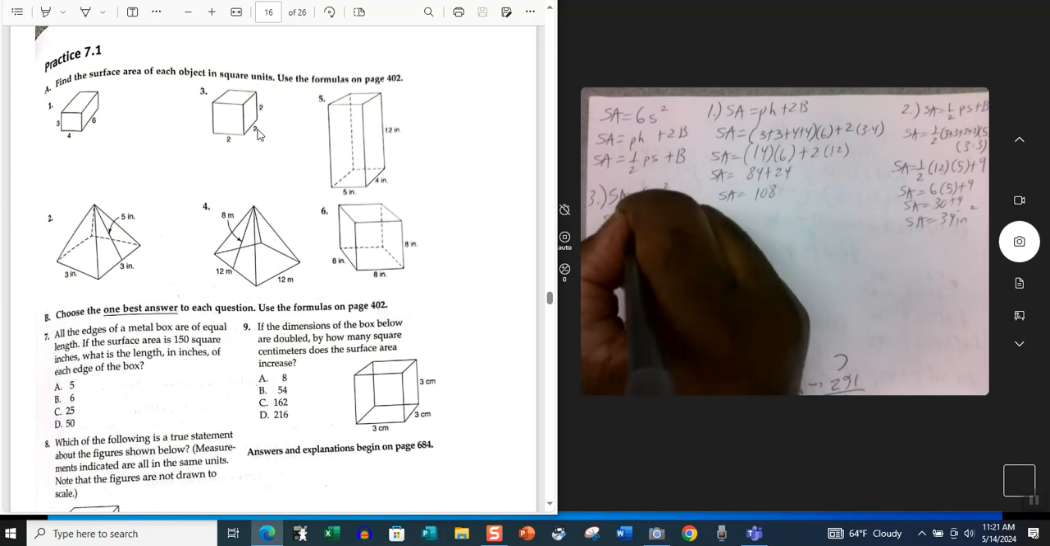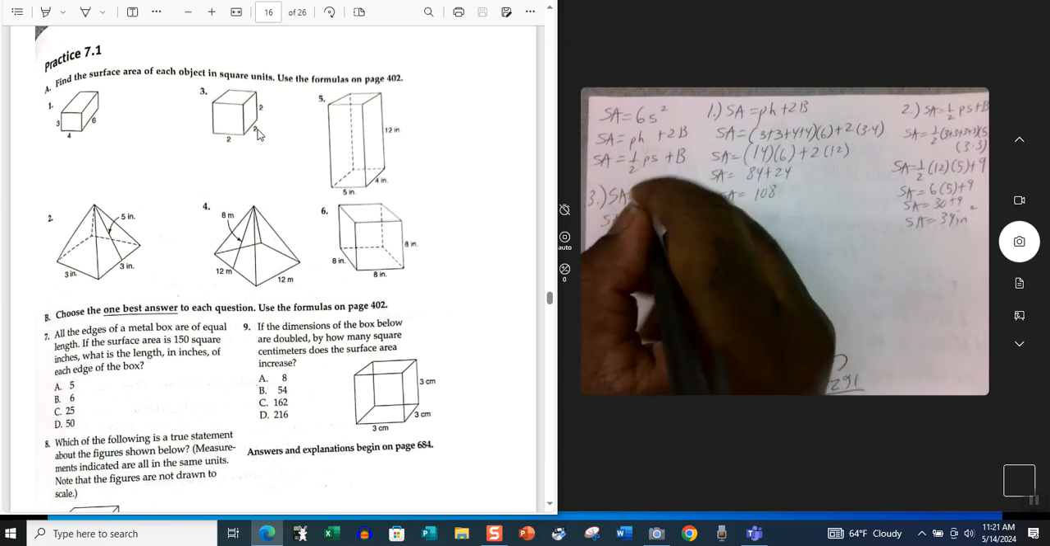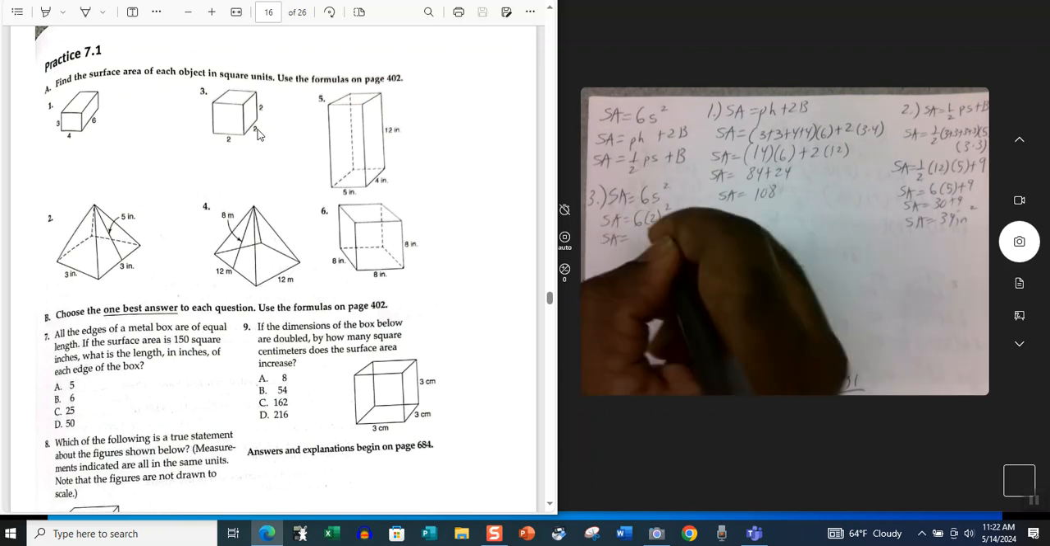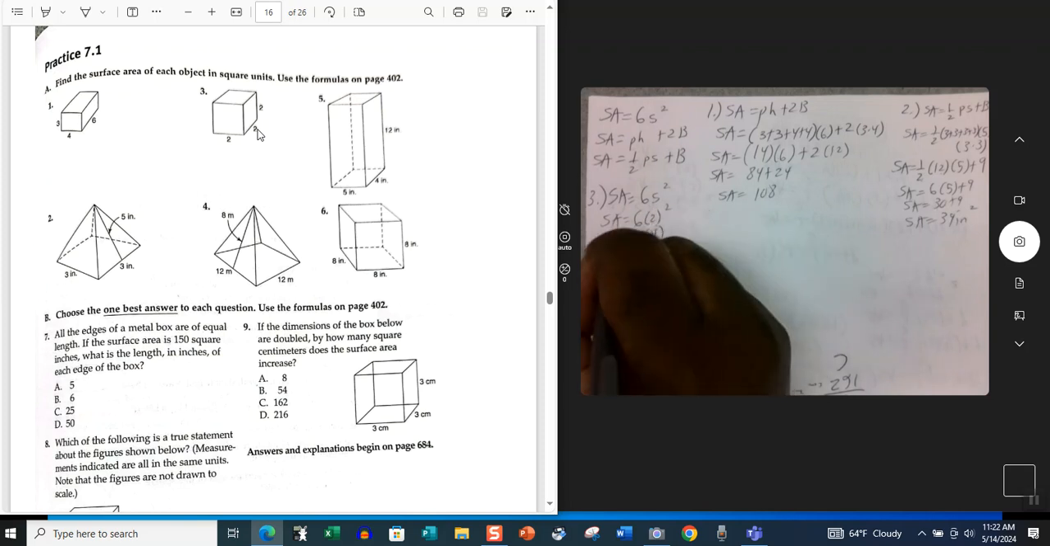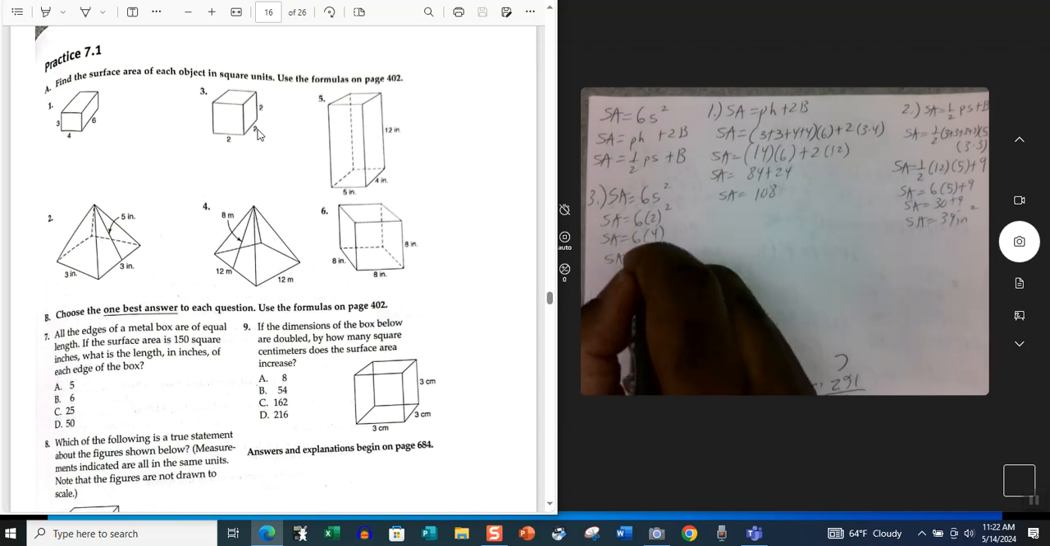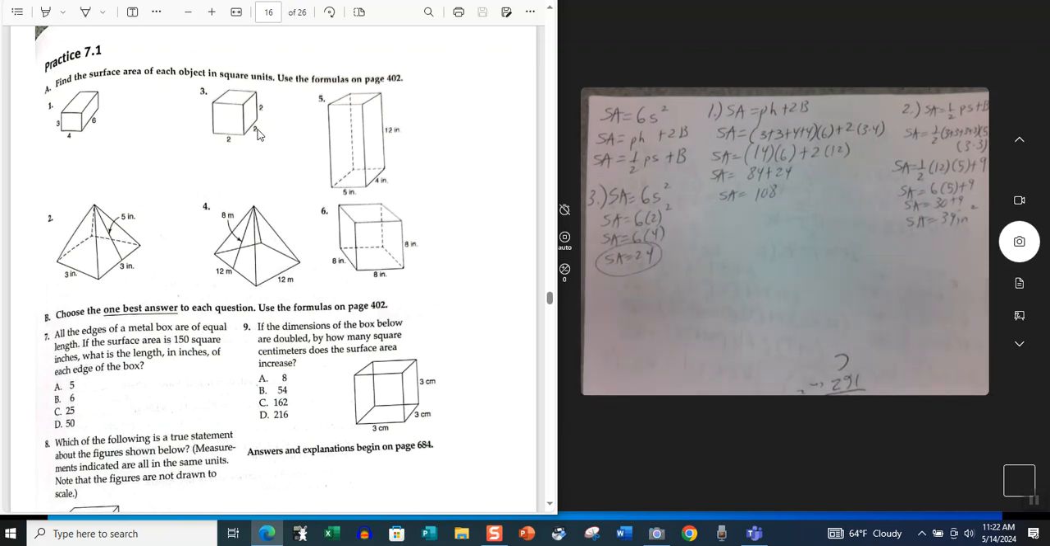So the surface area is 6 times the side, which is 2, and that's squared. So surface area is equal to 6 times 4, which is 24. And they don't give us any units, so our surface area would just be 24. Now we go here to problem number 4.